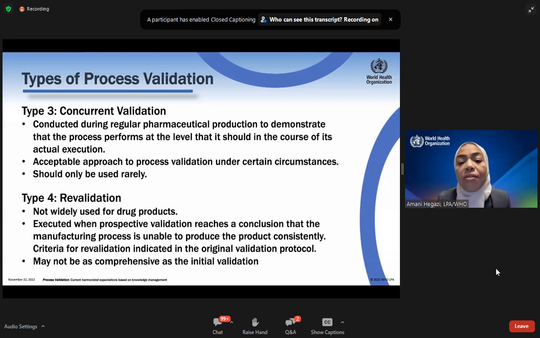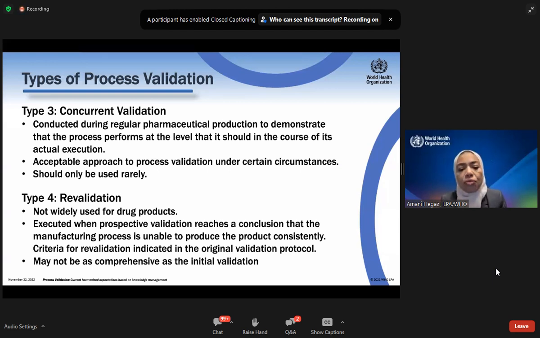The concurrent validation, which is conducted during regular pharmaceutical production to demonstrate that the process performs at the level that it should in the course of its actual execution, is a rarely acceptable approach to process validation under specific circumstances where the risk of implementing concurrent validation can be justified by the criticality or critical demand of the process. But it should be used rarely and should be pre-approved by the regulating authority.